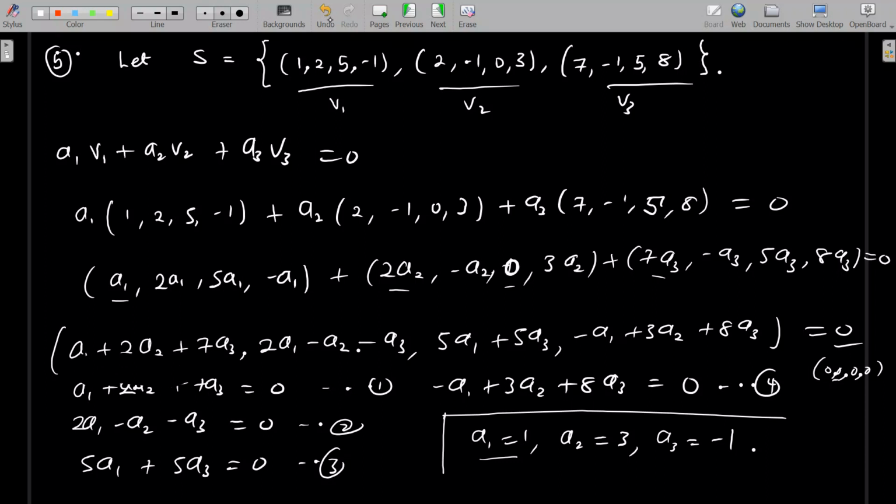What we've been able to show here is that the scalars we are looking for, a1 is equal to 1, a2 is equal to 3, and a3 is equal to -1. These are non-zeros, right? So this set is linearly dependent. Like I said, use any of the methods that we've solved so far to find the solution here.